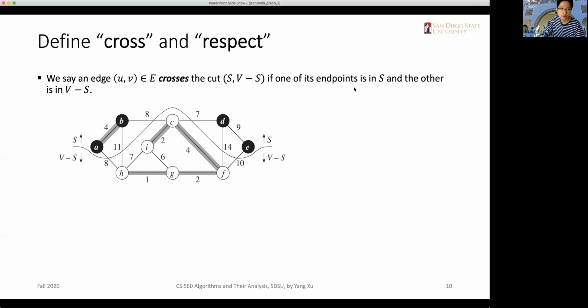So in this example here, there are a lot of edges that cross the cut: AH, BH, BC, CD, DF, and EF. They all cross the cut. Okay, that's the so-called action of crossing.